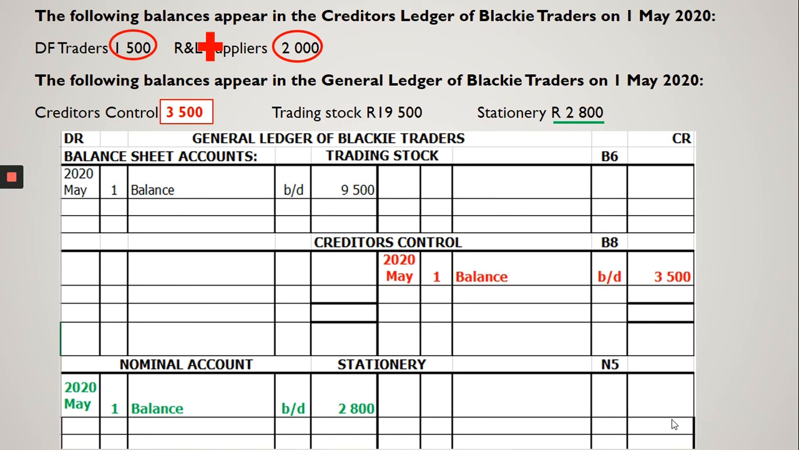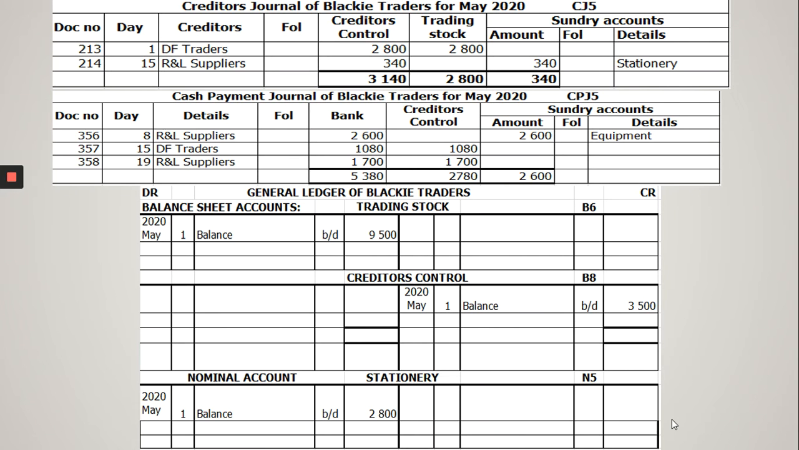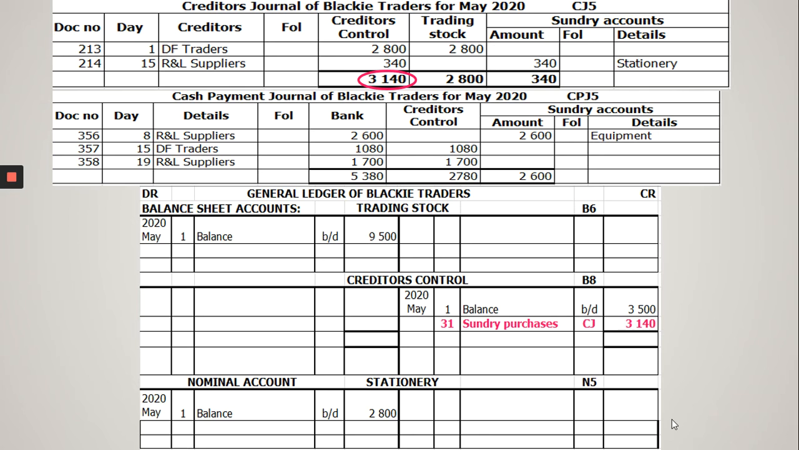We will post the accounts in the journal to the general ledger. We will start with the CJ. Now the main account in the CJ is creditors control, because that is the account that shows us the total amount that we owe. Out of the CJ, creditors control will increase, therefore we will credit creditors control and debit the rest of the accounts. You will see that the amount of creditors control in the CJ is 3,140, and we will credit creditors control with this amount because creditors control needs to increase.